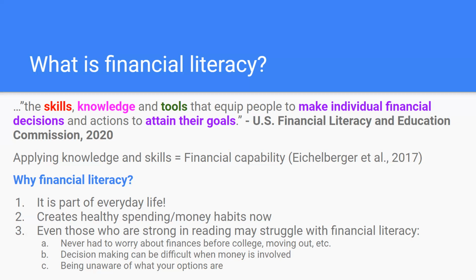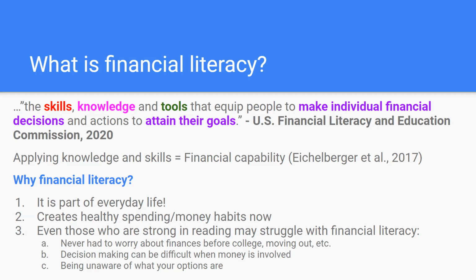Financial literacy is important because it's a part of everyday life. Every time you go to the store and purchase something, there is going to be a degree of financial literacy involved. It also creates healthy spending and money habits at the current moment, and creating these healthy habits now can really help set you up well for the future.